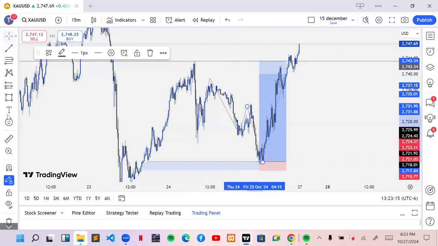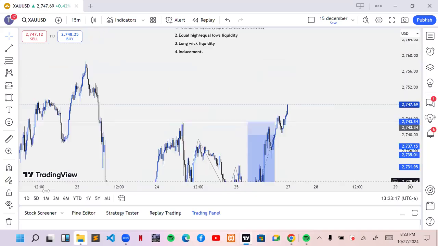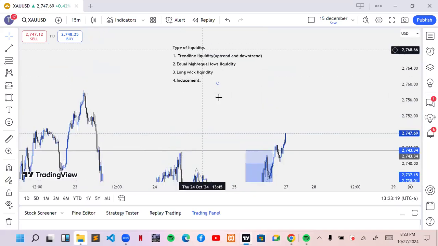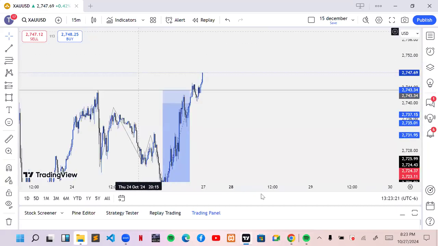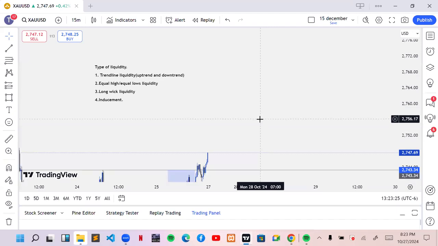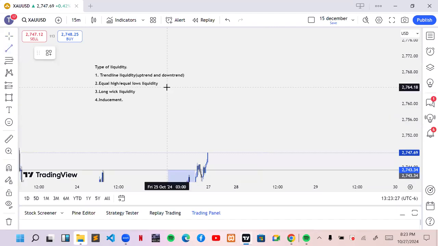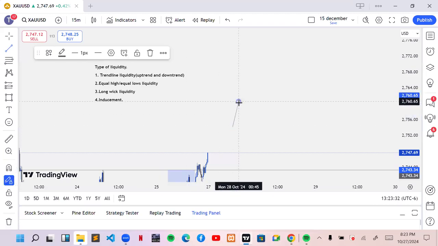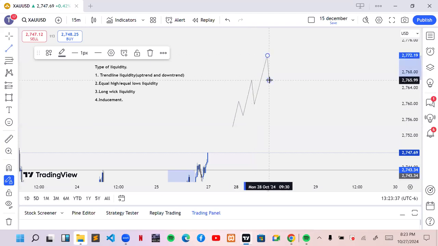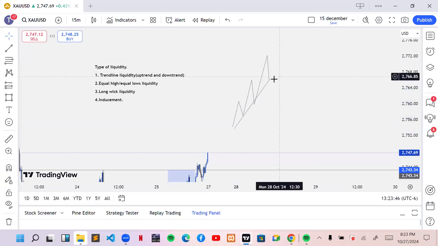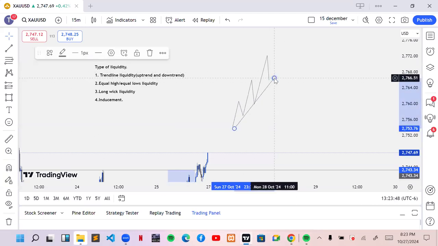Now, like I mentioned, there are types of liquidity, and one of them is trend line liquidity, uptrend and downtrend. What does this mean? It means for every trend there is, there's liquidity being accumulated on the opposite side of this trend. So if the market is on an uptrend, making higher highs and higher lows, on this downside, there's liquidity being accumulated here. And one thing about liquidity is the market must eventually take out liquidity.